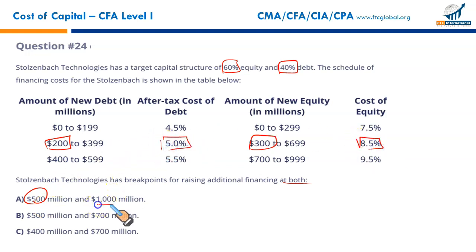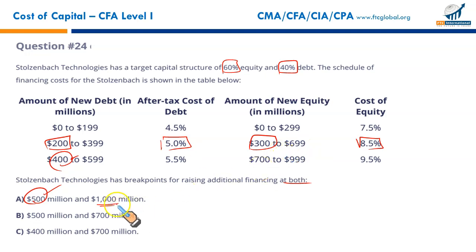When it is raised to 1 million, 1 million's 40% should come from debt. That is 400. See, there is a jump. There is a jump at 500 million as well as 1,000 million. So 400 million jump or breakpoint will be for debt. And even if a single component changes in cost, it's a breakpoint.